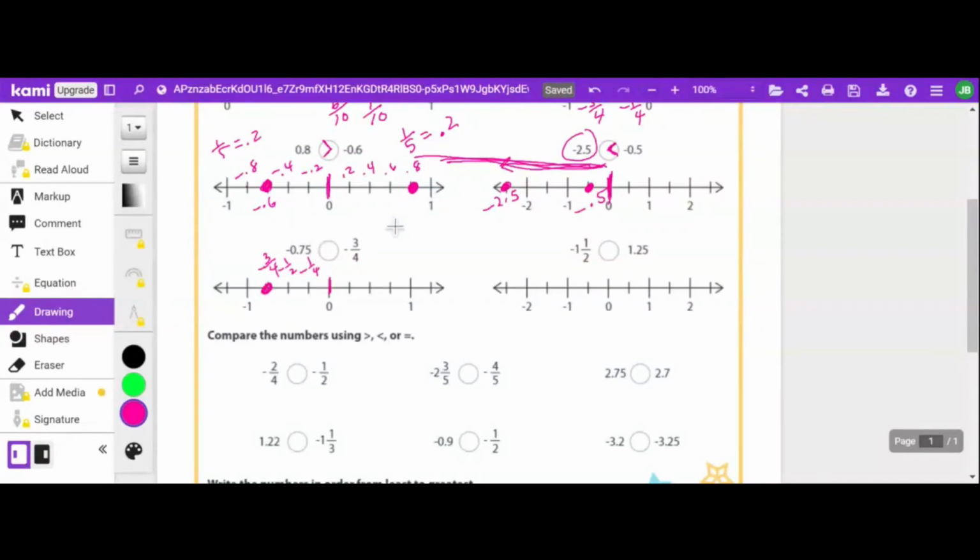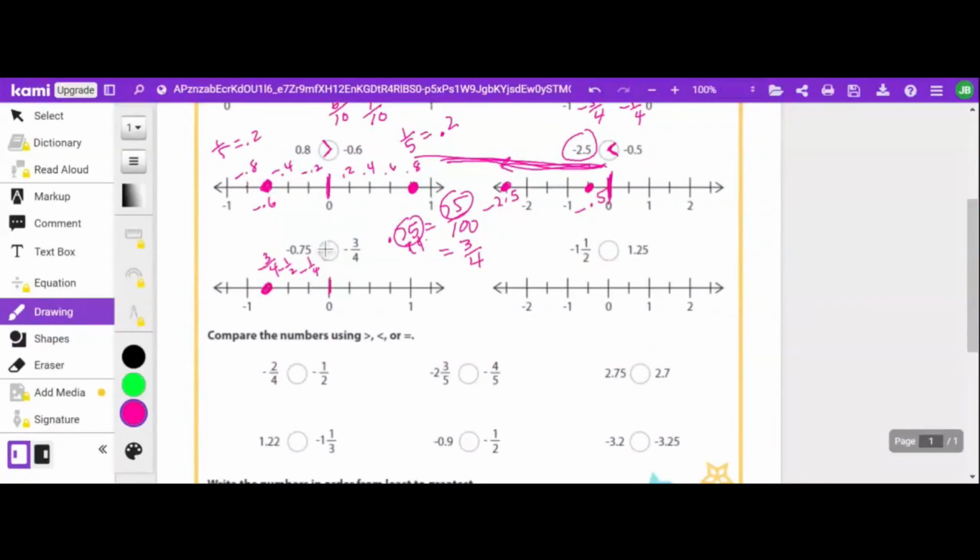Negative 0.75. If we look at 0.75, we know that's 75 over 100 because there are two decimal places. So remember from when we were converting decimals into fractions, you write a 1 and then you put a 0 for each decimal place. Since there are two, this is over 100, and then we take the number and write it on the top. But this will reduce. 75 over 100 is really 3/4. 25 goes into 75 3 times, 25 goes into 100 4 times.